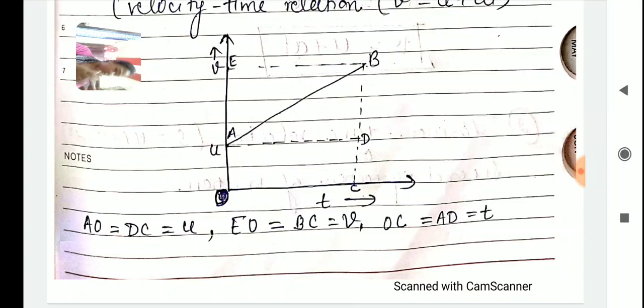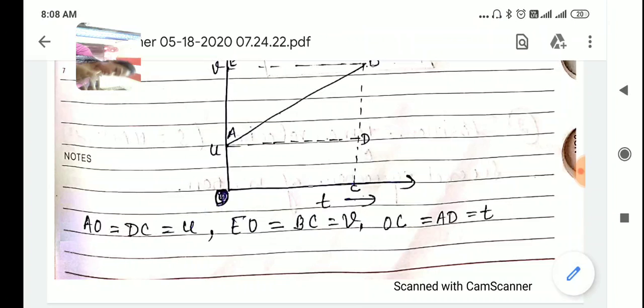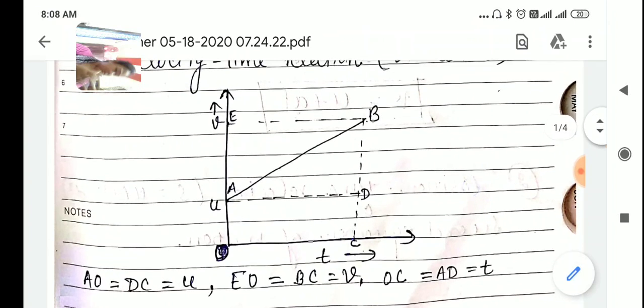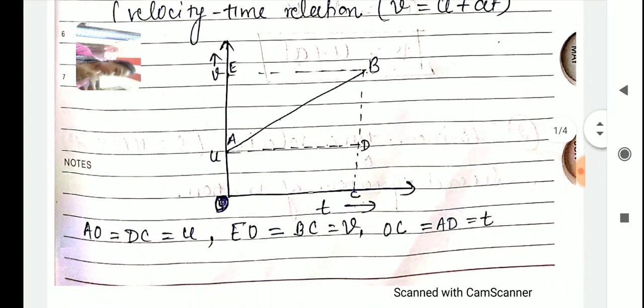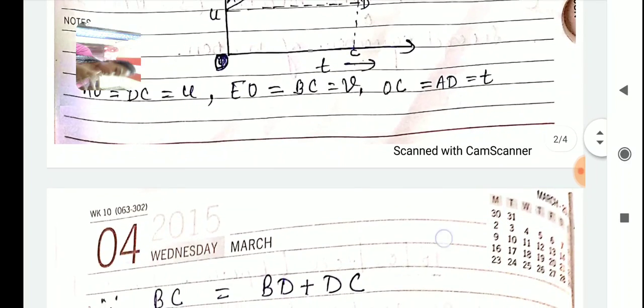We will get the similar amount of the value at the point from A to D. That means both values are the same for the time, that will be equals to OC equals to AD, and that will be equals to the time. So these are the values which we are getting from our graph. Now we will start our first equation of motion.